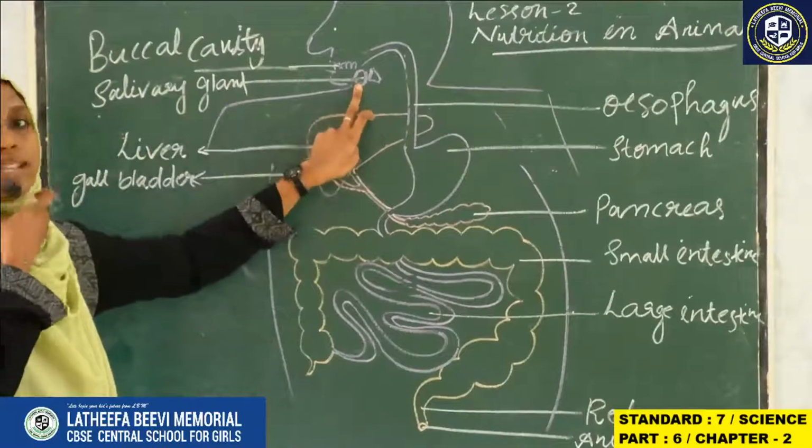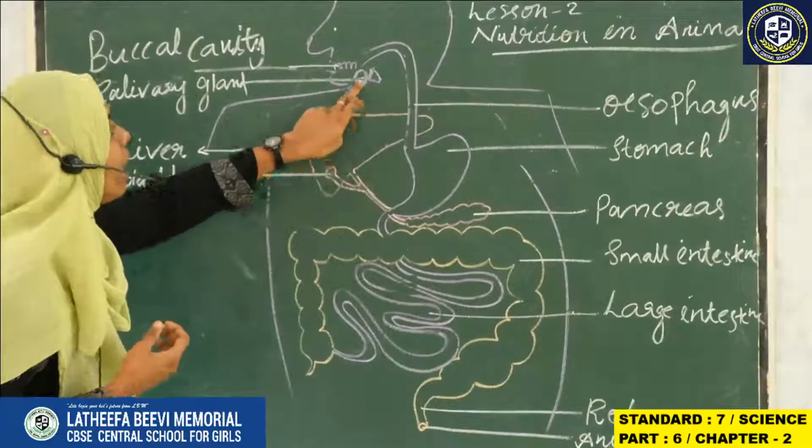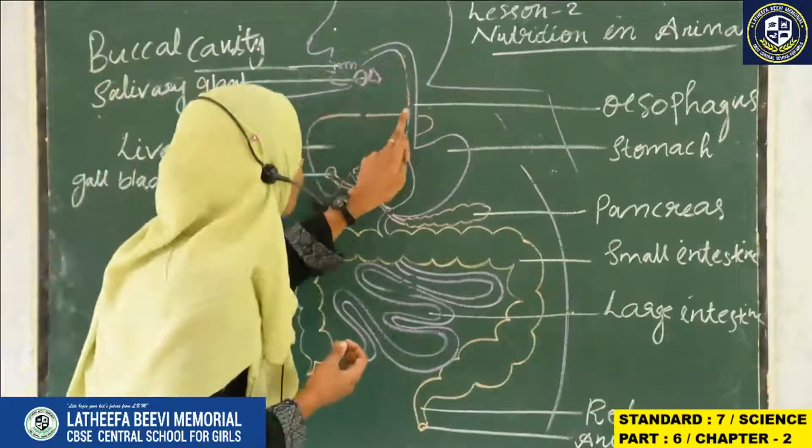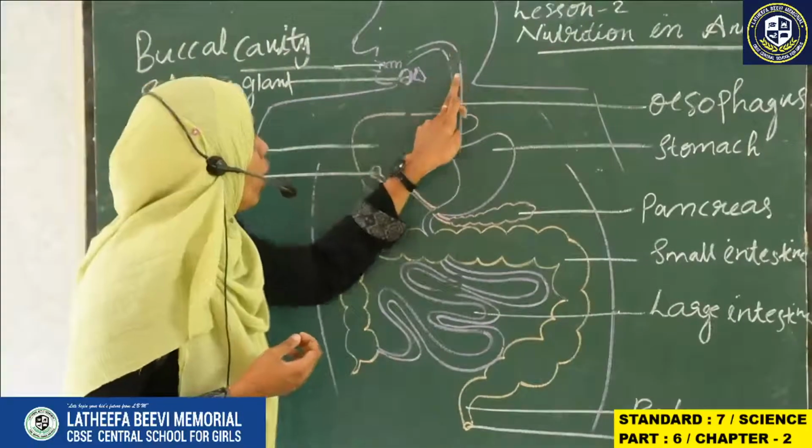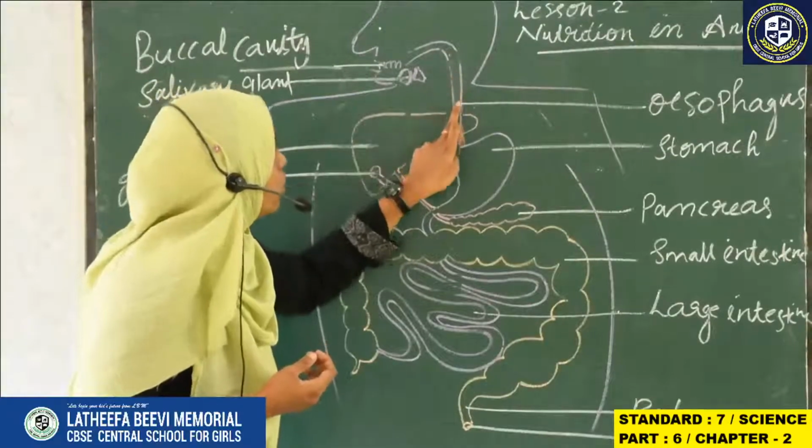Salivary gland, this part is the salivary gland. Then the food goes to the esophagus. The esophagus is a long canal, and the food passes through this esophagus.